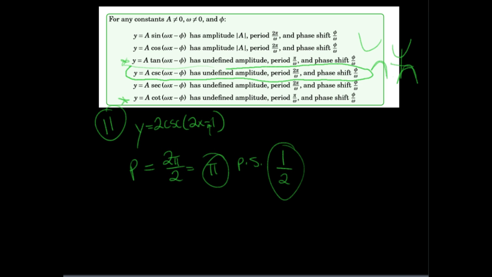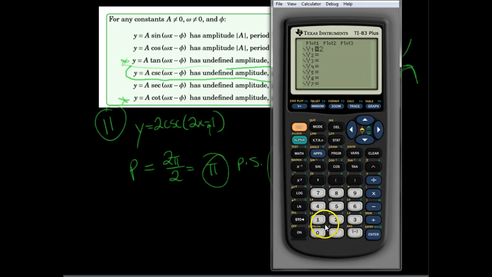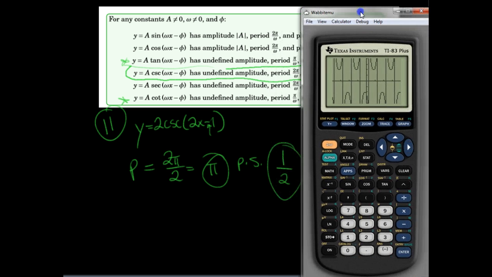Now, if we were to just graph this, I'm going to show you on your calculator because, for instance, on an exam, you would have to just use this. So we've got 2, and then cosecant is 1 over sine. So we can just do the division sign, sine of 2x minus 1. And if I graph that, okay, so we said that the period is pi and the shift over is 1 half.